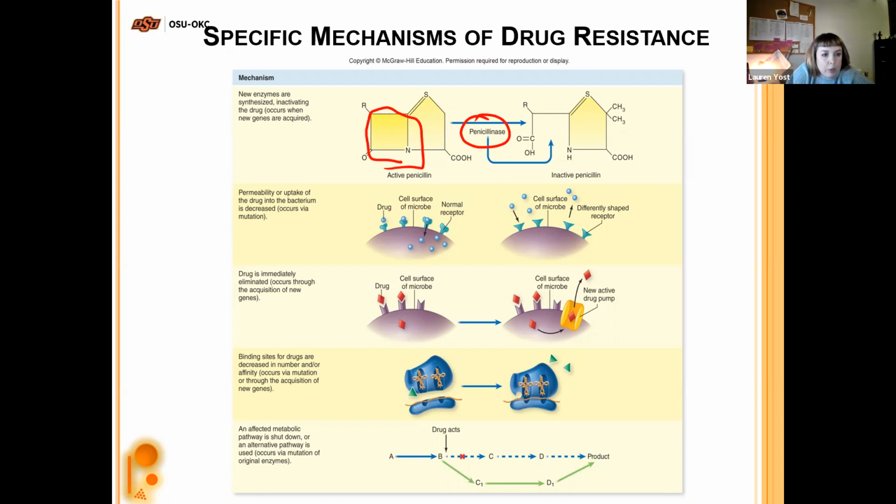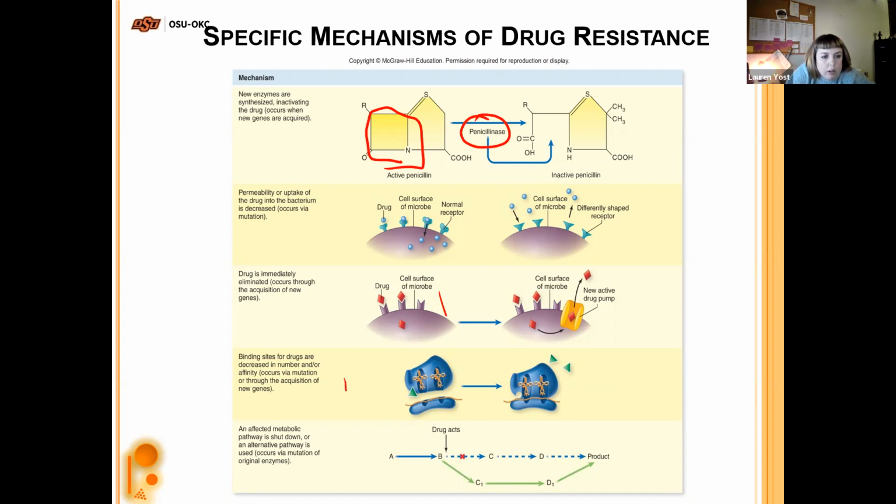Then we have permeability or uptake of the drug into the bacterium is decreased. Sorry, I can barely see it. This usually is from a mutation. So it just doesn't allow the drug to be taken up, so it doesn't get into the cell to do its job. Or these ones will just eliminate it.